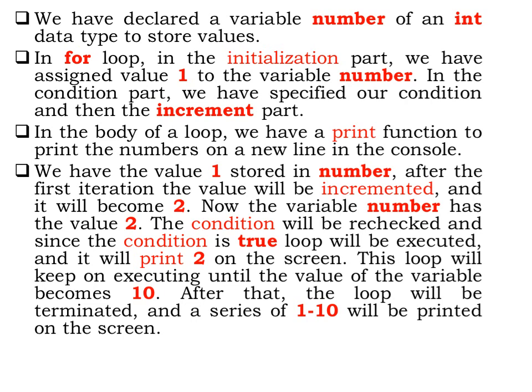We have the value 1 stored in number. After the first iteration the value will be incremented and it will become 2. Now the variable number has the value 2, the condition will be rechecked, and since the condition is true, loop will be executed and it will print 2 on the screen. This loop will keep on executing until the value of the variable becomes 10. After that the loop will be terminated and a series of 1 to 10 will be printed on the screen.